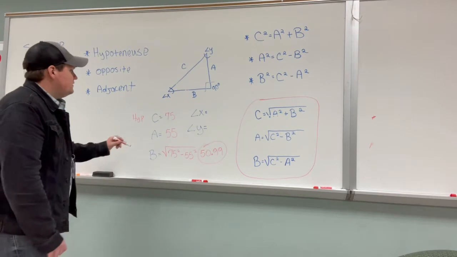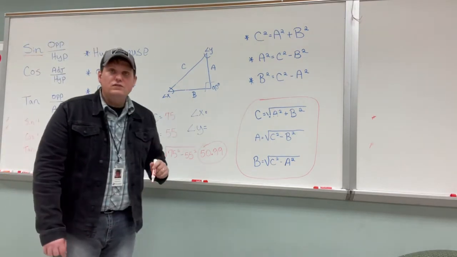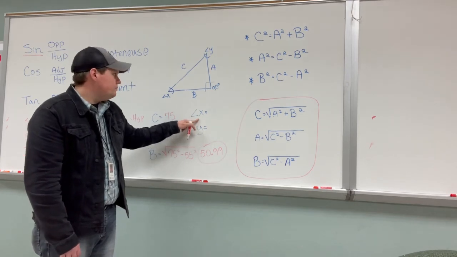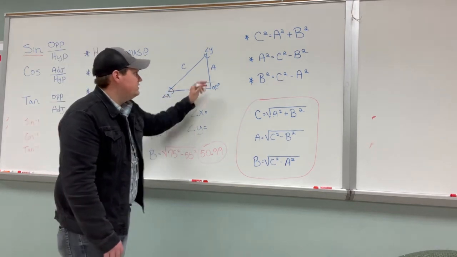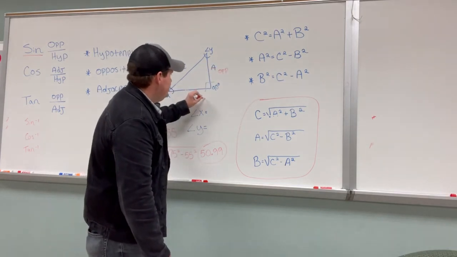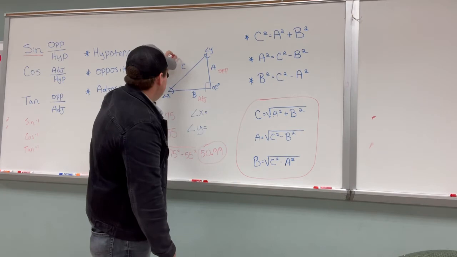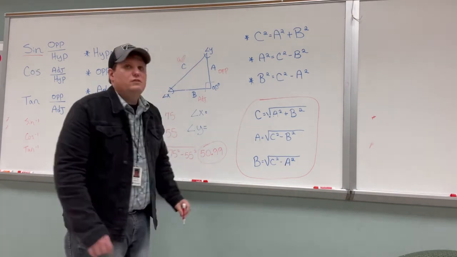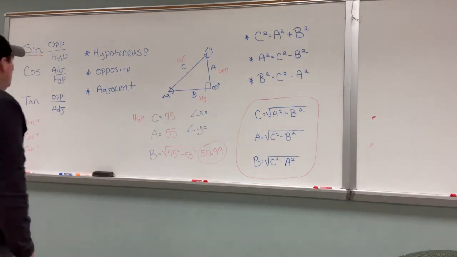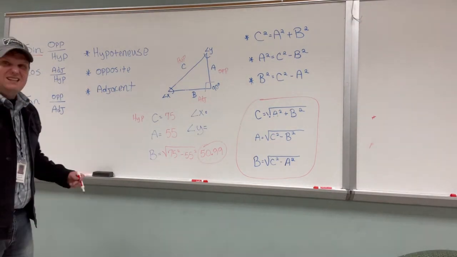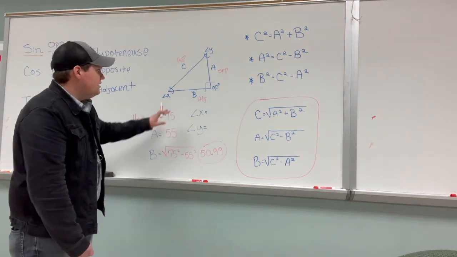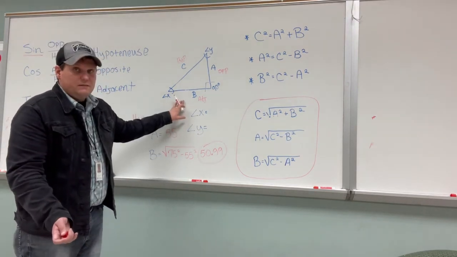Okay? So, I'm going to pick an angle to solve for. So, let's say I'm going to solve for angle X first. Looking at angle X, A is the opposite, B is the adjacent, and C is the hypotenuse. Okay? So I can pick any one of the functions that I want. It doesn't matter because I have all three sides. So for instance, let's do tangent.